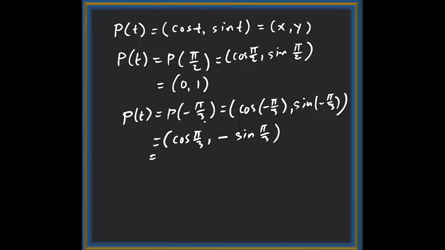Now pi over 3 is actually 60 degrees. So cosine 60 is 1/2 and sine 60 is radical 3 over 2. So we are done for this one.